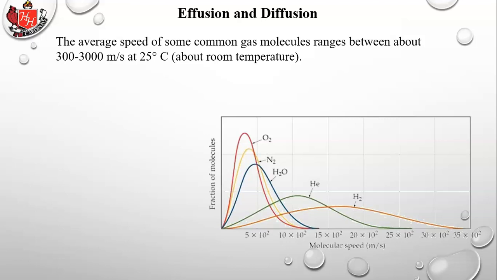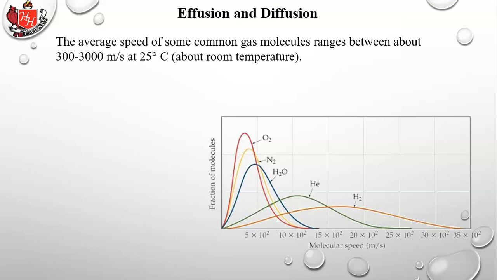Oxygen is the heaviest, so it moves the slowest. Remember, it has a molar mass of 32. Nitrogen has a molar mass of about 28, so it's a little bit faster than oxygen. H2O, you know what that one is. It's 18.02, so it moves faster than oxygen or nitrogen.